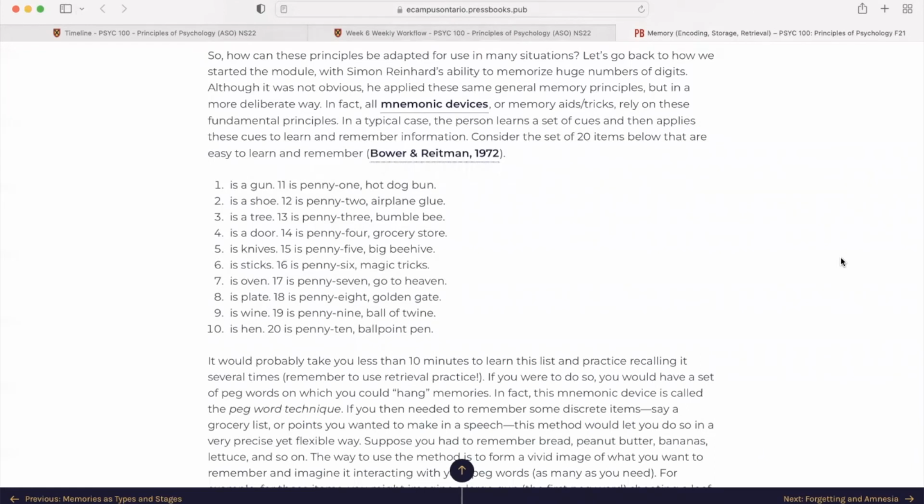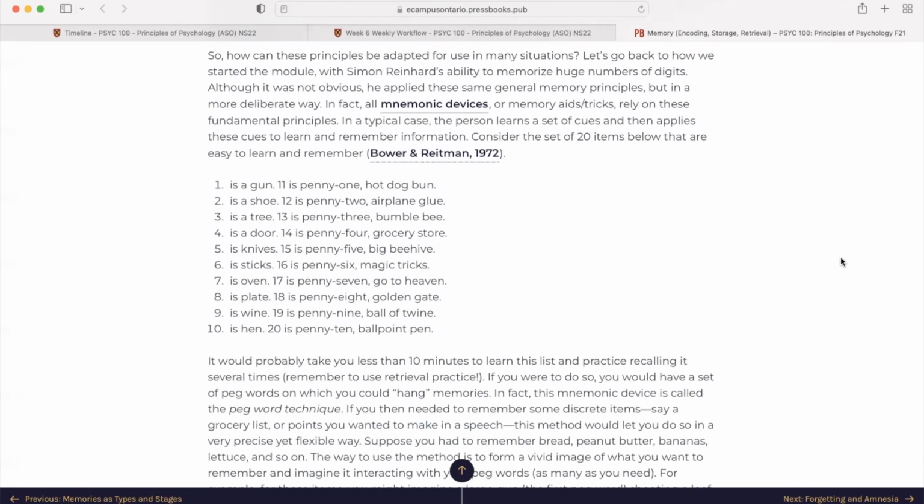1, gun. 2, shoe. 3, tree. 4, door. 5, knives. 6, sticks. 7, oven. 8, plate. 9, wine. 10, hen. 11 is penny 1, hot dog bun. 12 is penny 2, airplane glue. 13 is penny 3, bumblebee. 14 is penny 4, grocery store. 15 is penny 5, beehive. 16 is penny 6, magic tricks. 17 is penny 7, go to heaven. 18 is penny 8, golden gate.